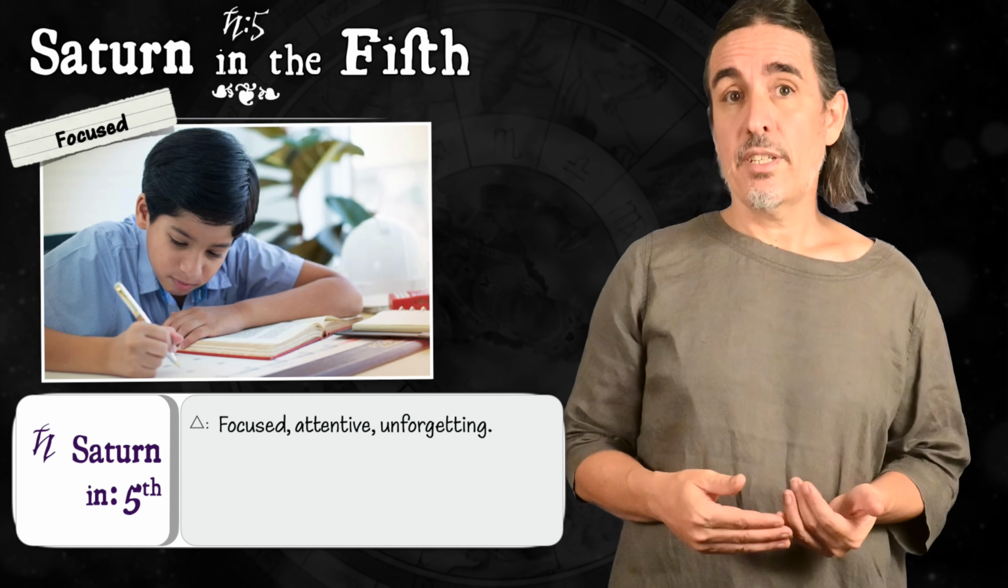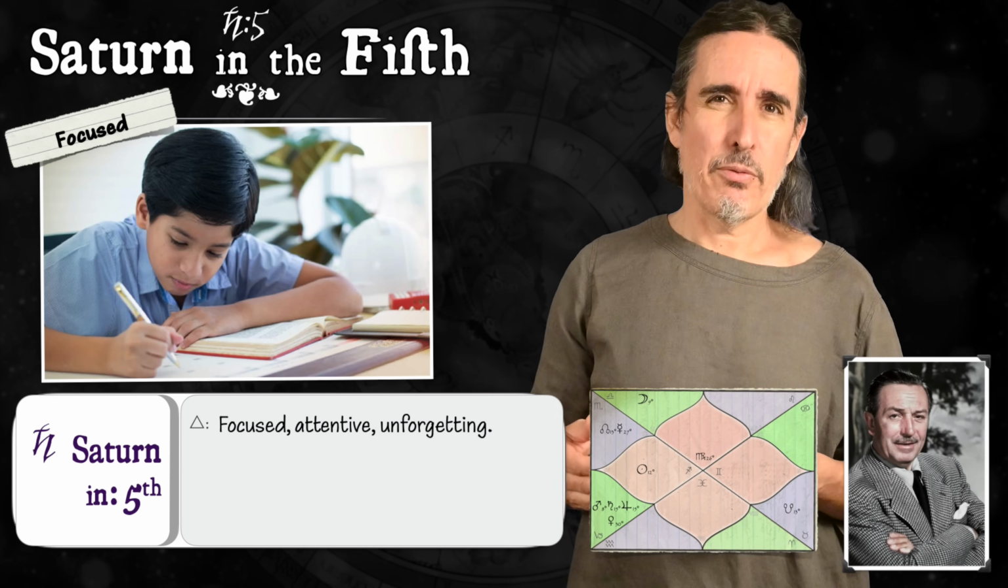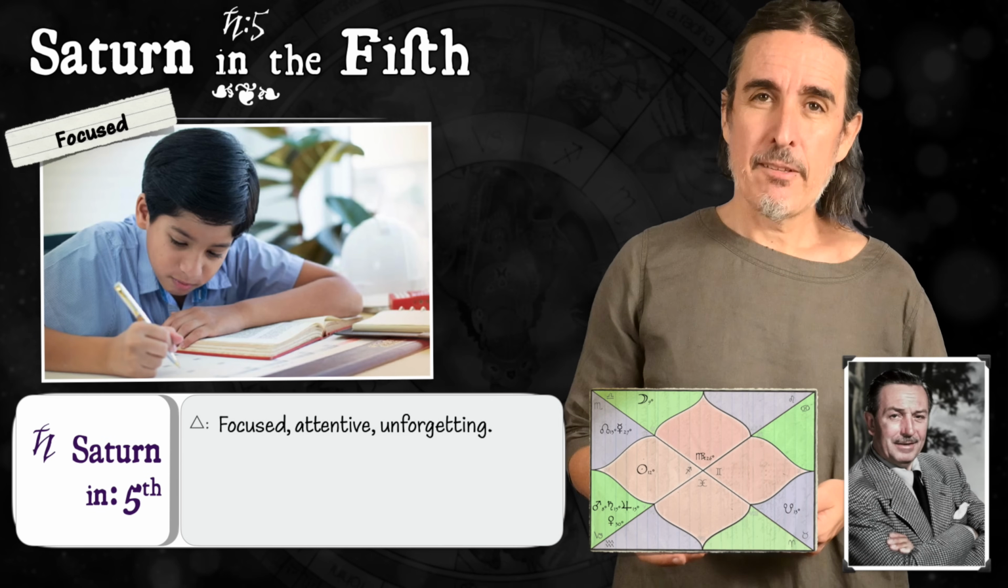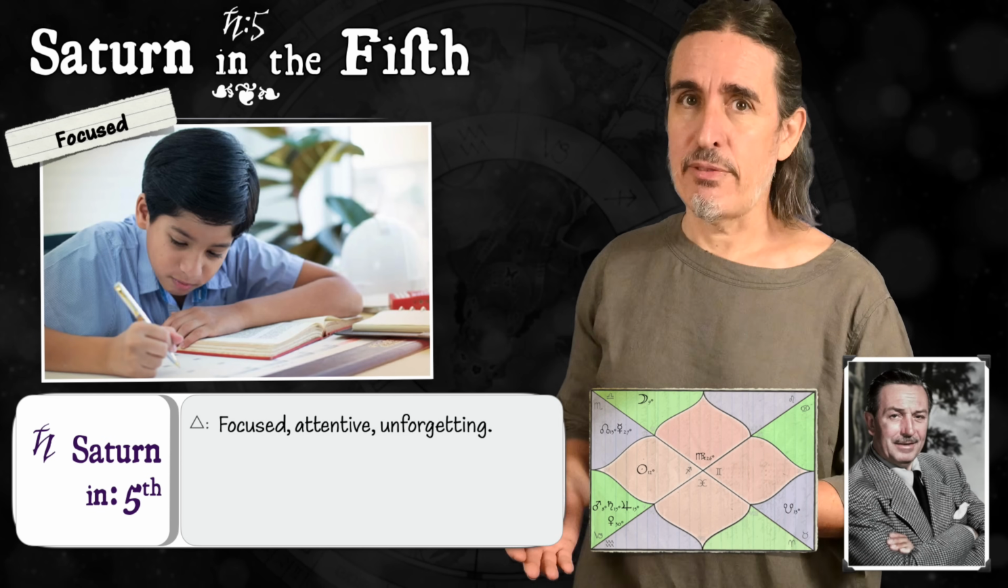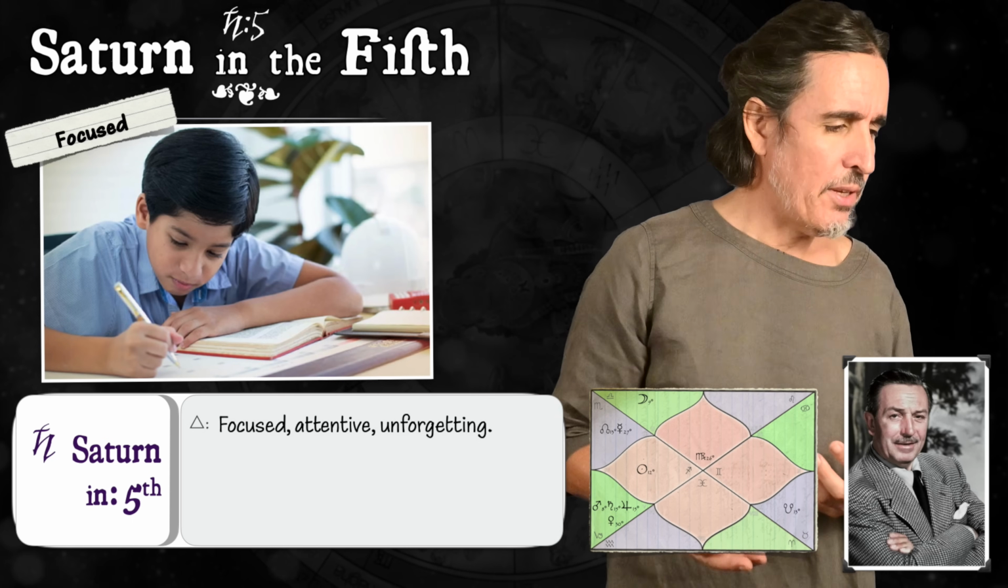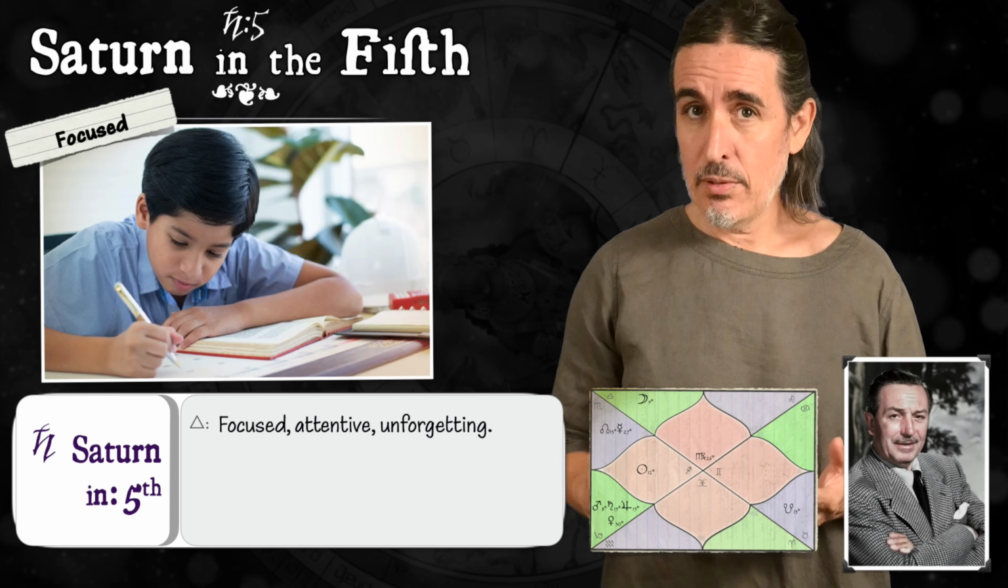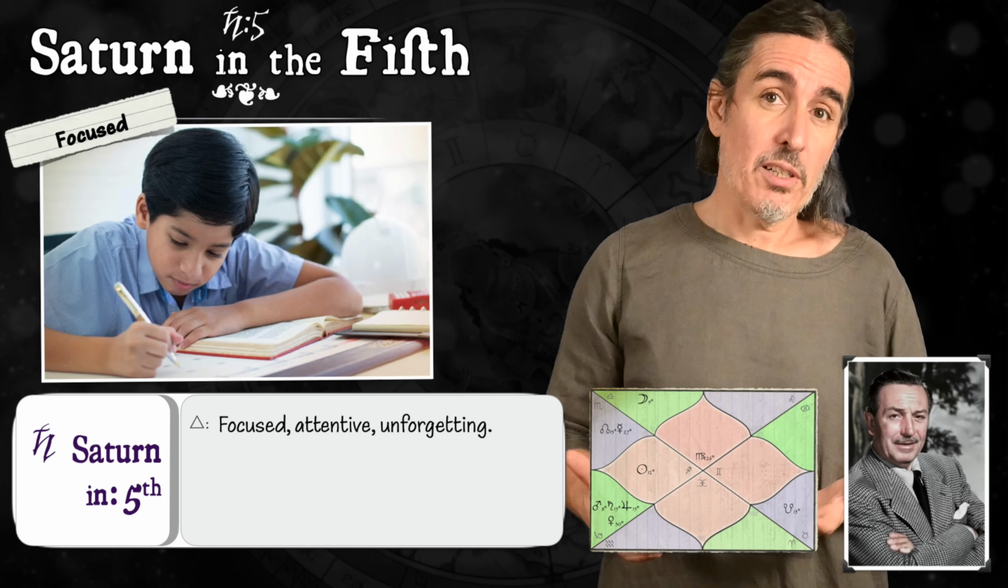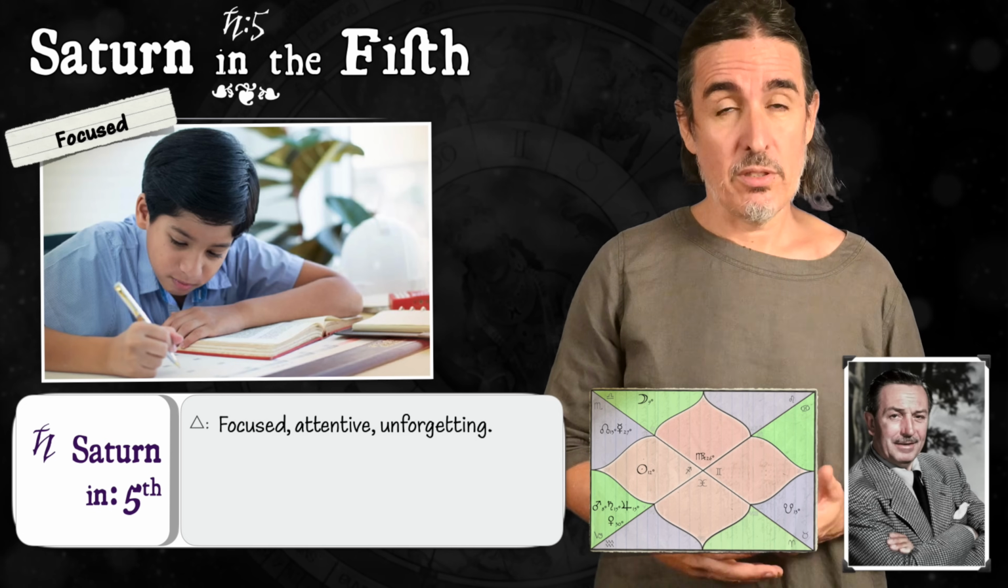An example to illustrate this would be Walt Disney, like a perfectionist type of person. And he does indeed have Saturn in the fifth house in its own sign. It's with a bunch of other planets too, so it's a bit complicated, and his chart overall is a bit complicated. But one of the strong parts of it is Saturn in the fifth house in its own sign.